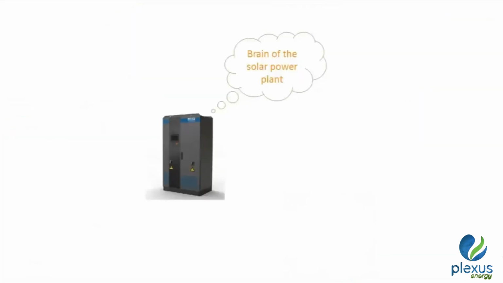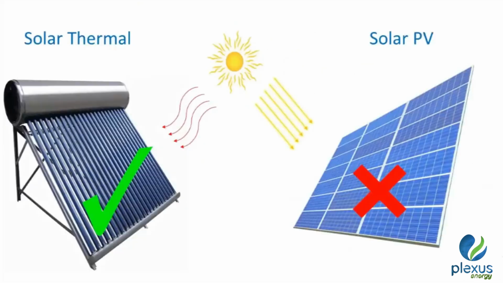It is the inverter that governs which sources of power and how many other sources of power the solar plant integrates with. And finally, if you only need to heat water, a solar water heater is a better choice than heating water with electricity generated from your solar PV plant.